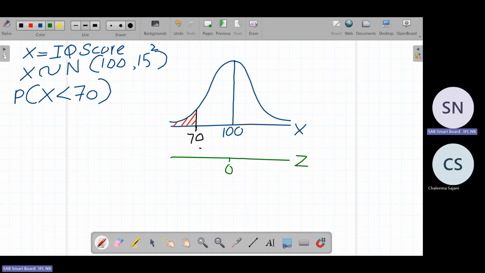Then we need to convert this 70 to the Z value.